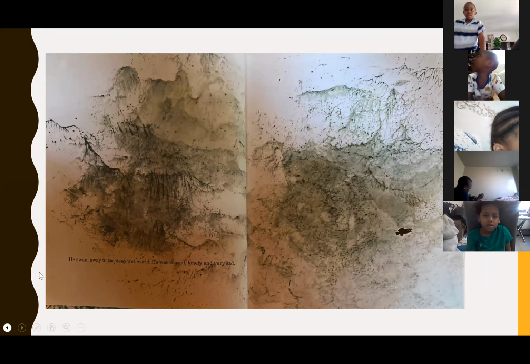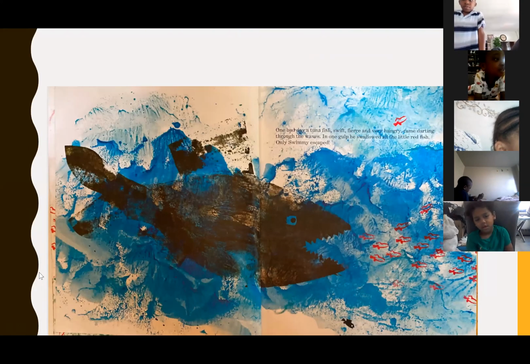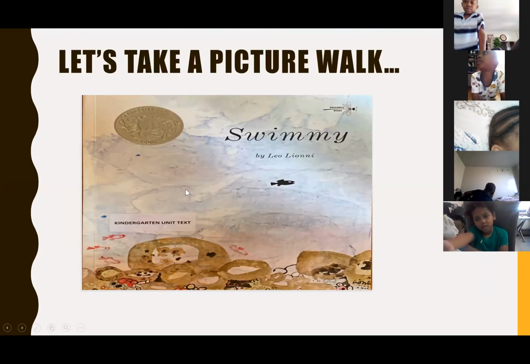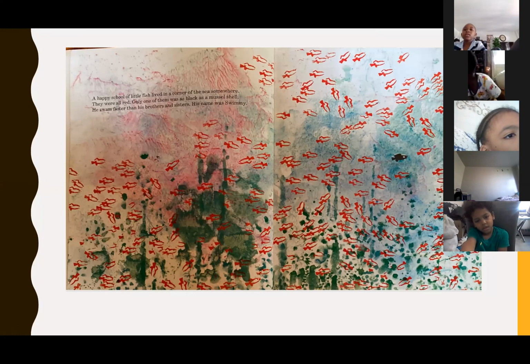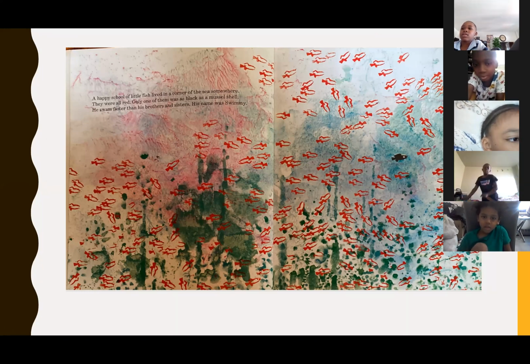We're gonna read Swimmy. And as we're reading, I want you to think about what you see from Leo Lionni's author style. So let's keep going. A happy school of little fish lived in the corner of the sea somewhere. They were all red. Only one of them was as black as a mussel shell. He swam faster than his brothers and sisters. His name was Swimmy.